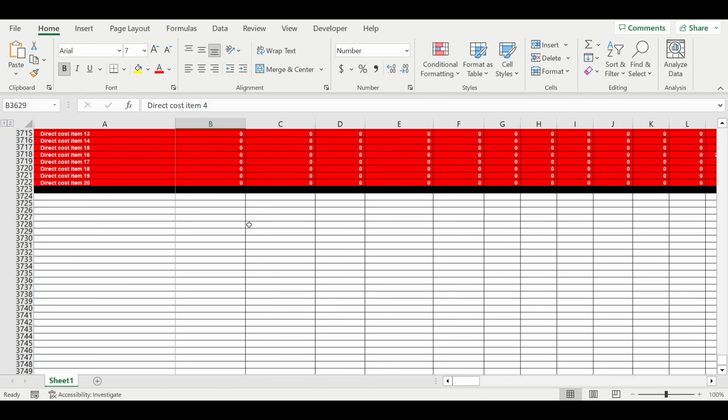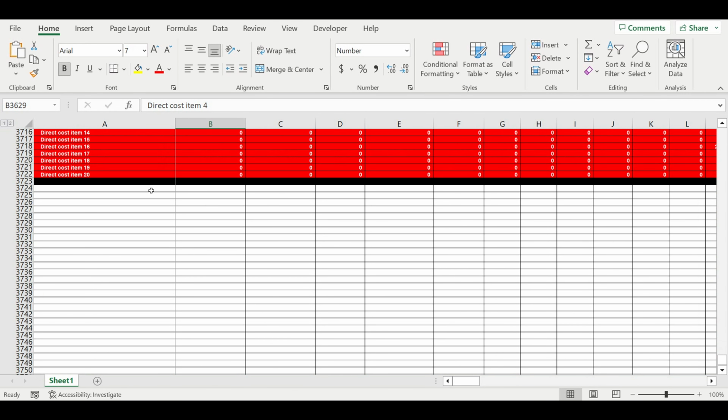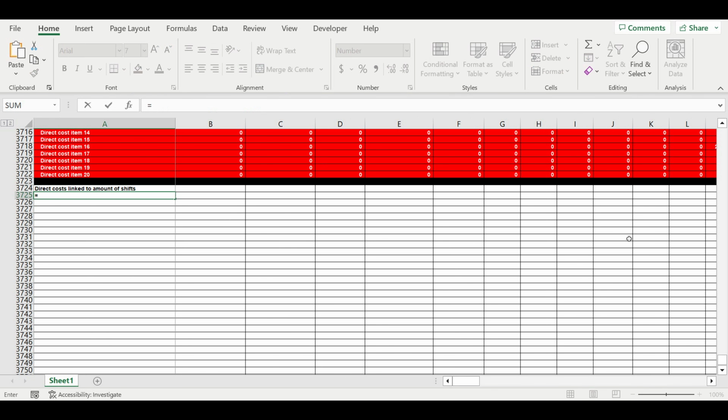Then today let's focus on direct expenses linked to the number of shifts. First of all, we have two lines. So we have direct costs linked to the number of shifts. So this will be line 1.